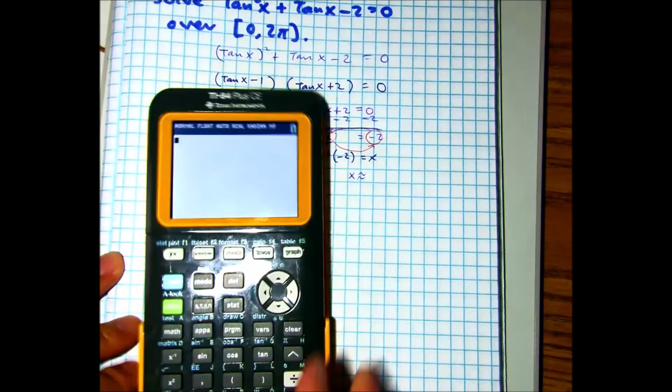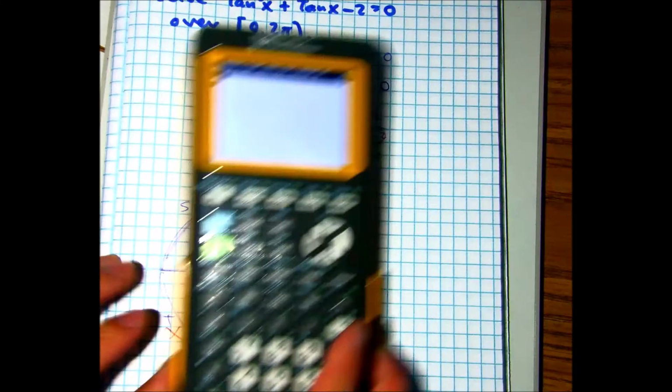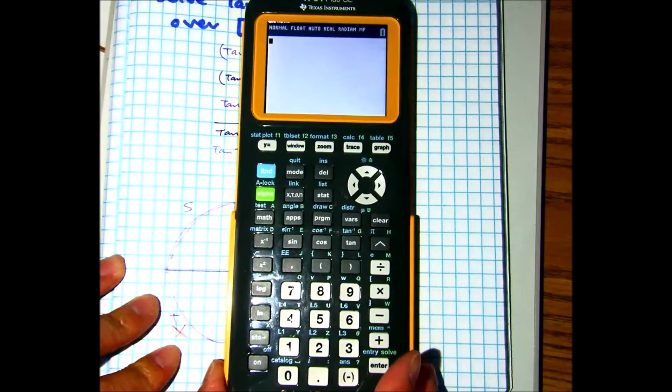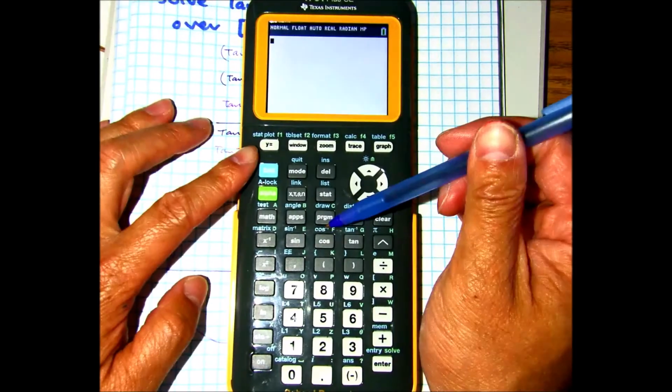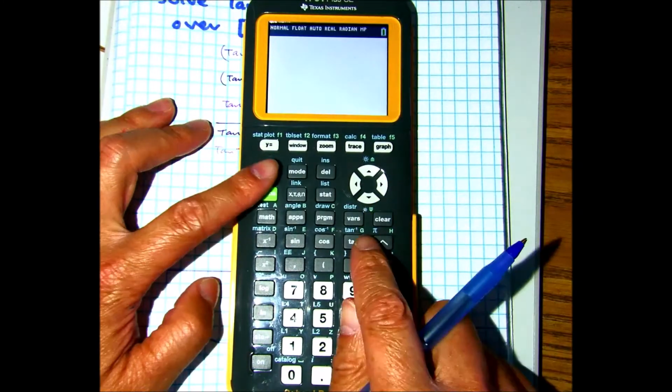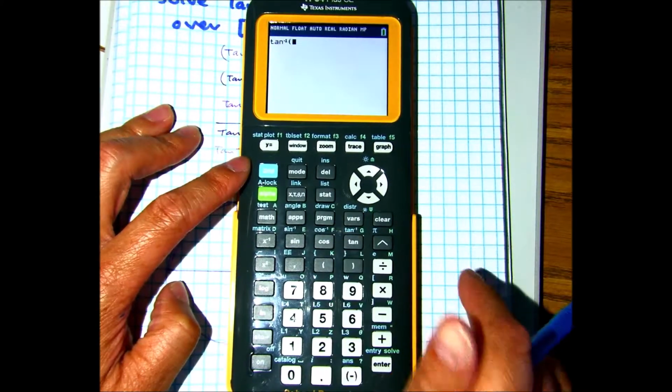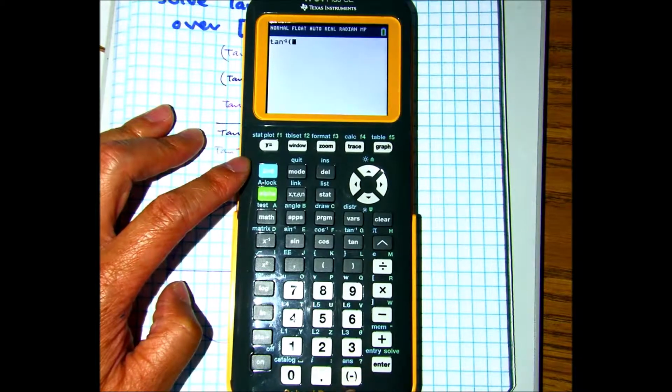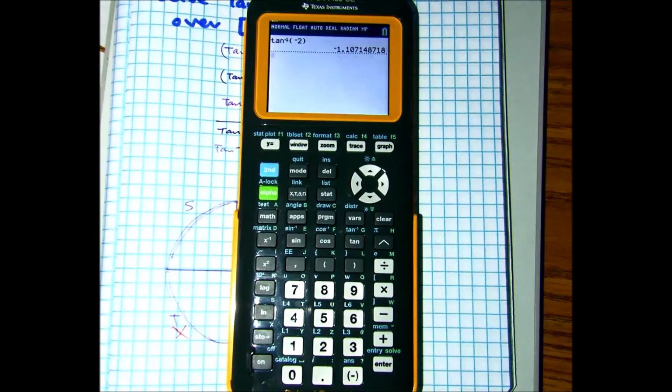I'm going to put in the inverse of tangent of negative 2. That is here. Negative sign, 2. I get approximately, if you round to 4 decimal places, negative 1.1071.